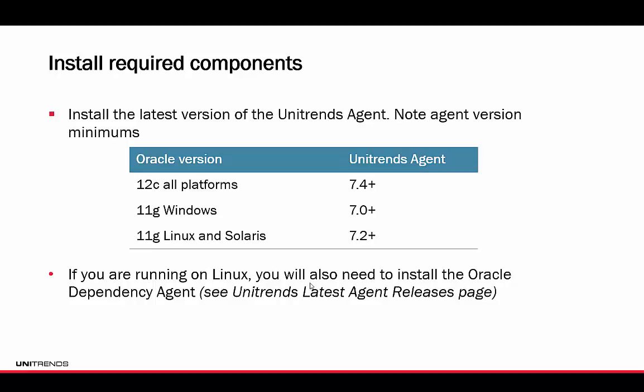And once again, if you're running Unitrends on Linux, you'll also need to make sure you install the Oracle Dependency Agent. Make sure you check the Unitrends agent release page to see if there's an Oracle Linux Dependency Agent for your version of Linux. Usually there is. We're going to show you that in the demo today. I am running Oracle on Linux, so you can see that side of it in the demo.